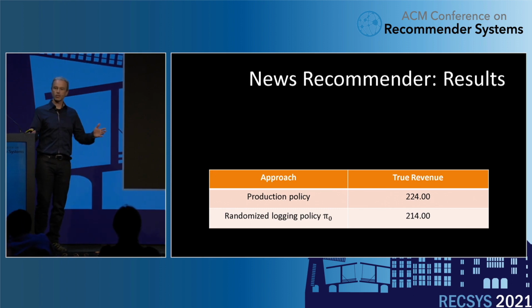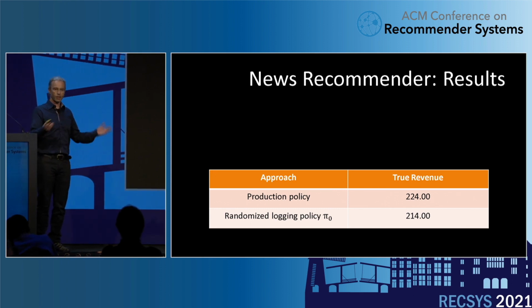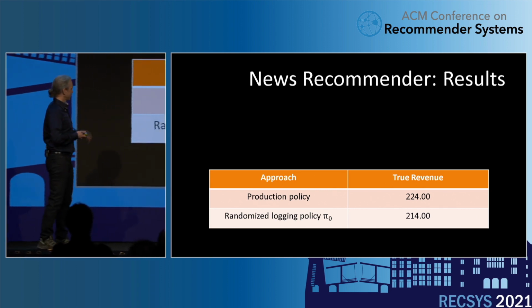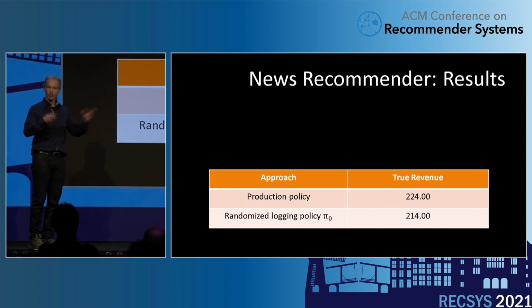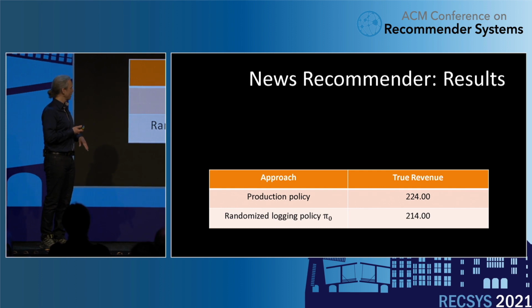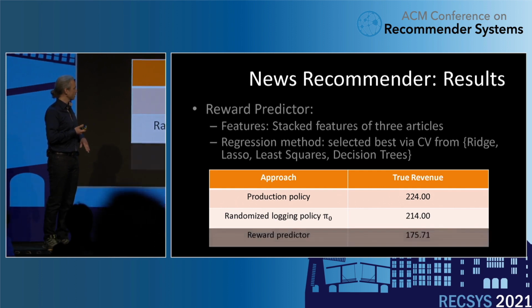So let's use this direct model method that we had before, learn a regression, and then pick the action that has the highest predicted reward.